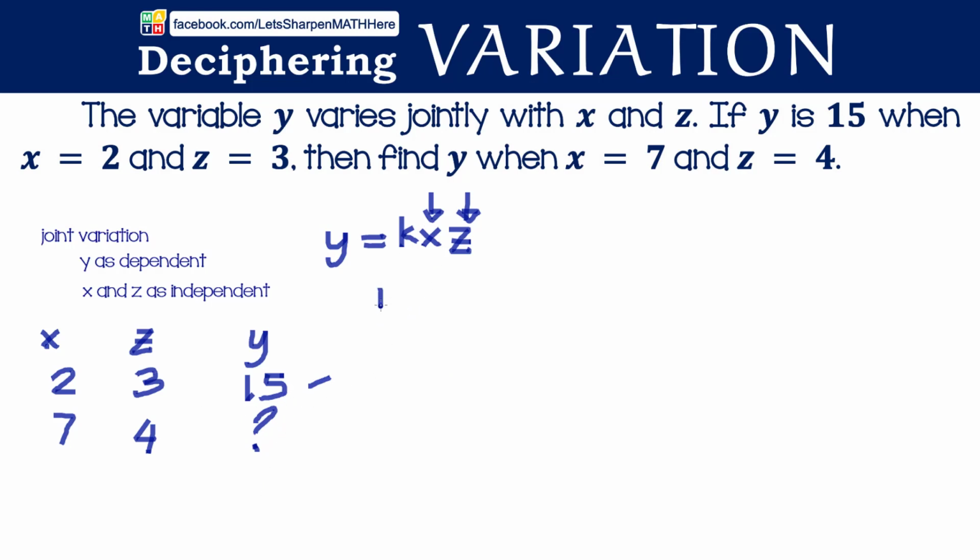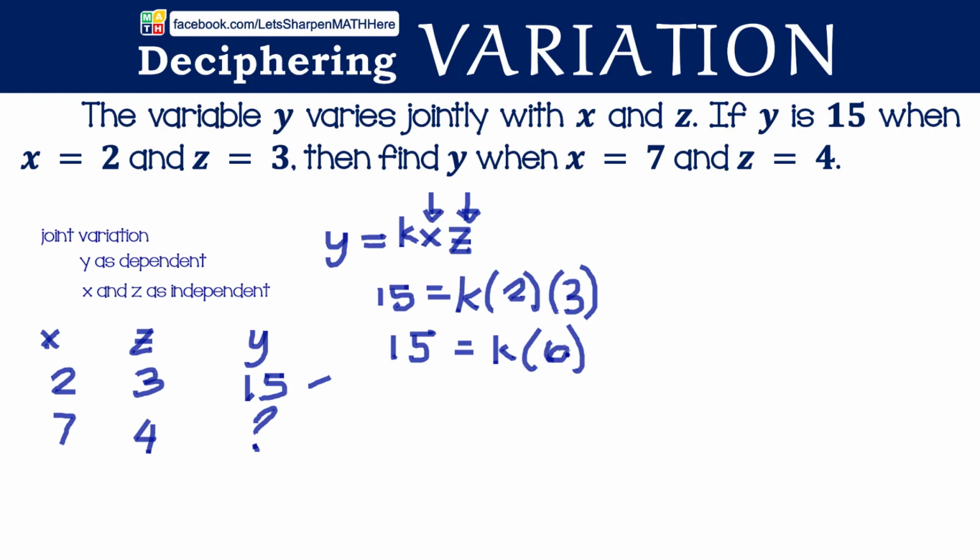So we'll have here y, that's 15, is equal to k times x, which is 2, times z, which is 3. We will have 15 is equal to k times 6, or 6k. But since we will still be dividing, and multiplication is commutative, it's okay to write that one. Make sure to do the same thing on the other side. And k is equal to 15 sixths, or in lowest terms, this is 5 halves.